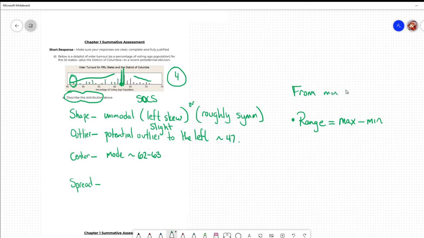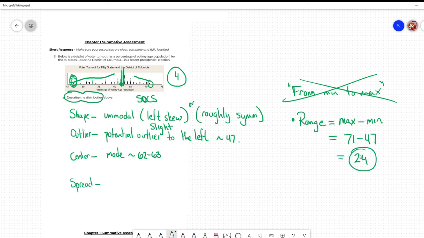Range is not saying from min to max. That is not range. So get that out of your head. Range is you calculate a distance from the highest point to the lowest point. So in this case here, if you said 71 to, let's say, 47, then I would have said from 71 to 47, figure that out. So this comes out to be 24. That's my range. Range is not, oh, from 71 to 47.